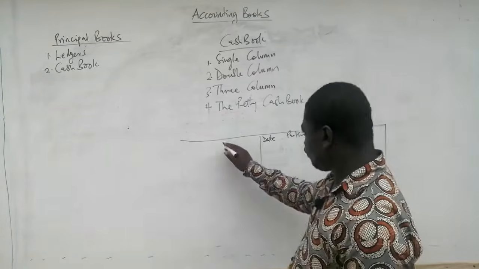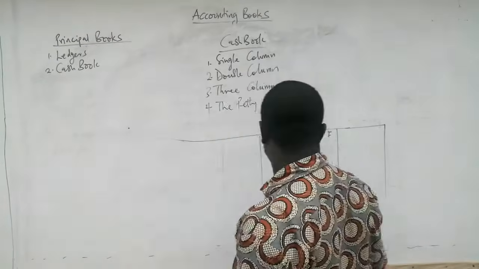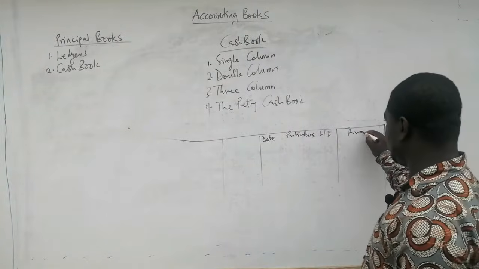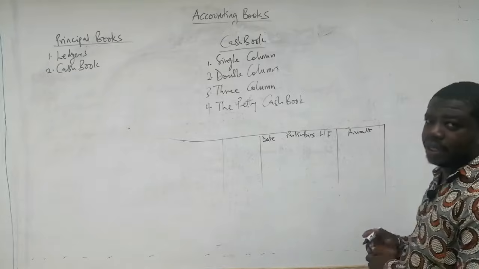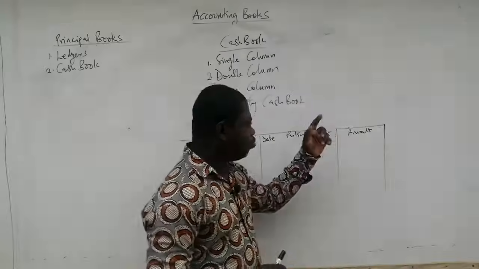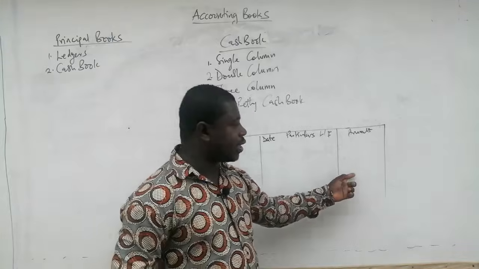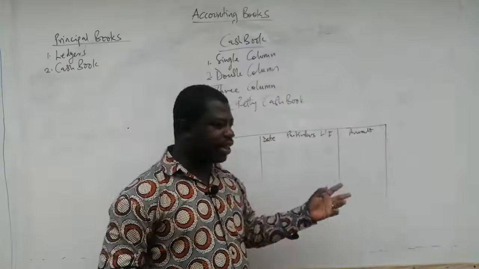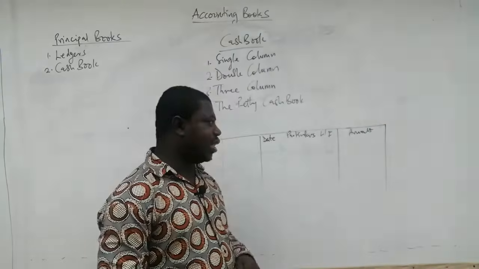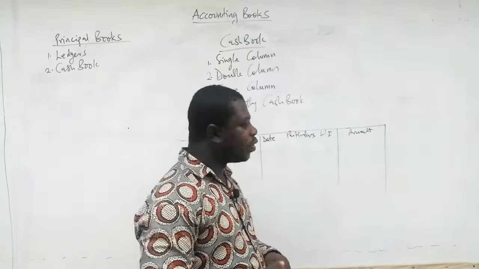Now, the same applies to the debit side. This is the credit side. Now, the amount column, if the amount column is just one, then it means that the amount column is either recording for cash transactions or for check, bank transactions. And so it could be either bank or cash, and we call it a single column cash book.